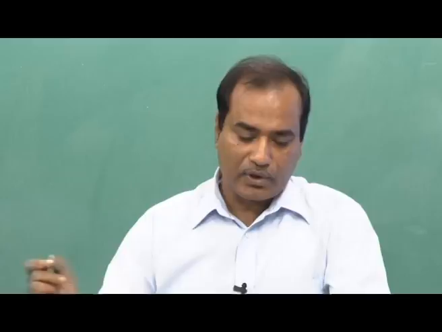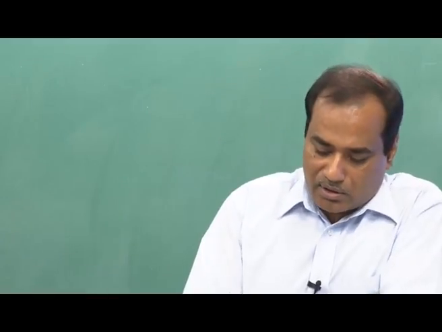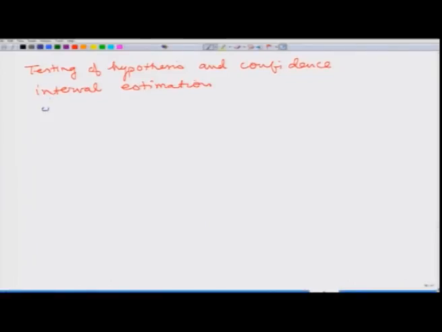So, just for the sake of understanding, our model is y i equals beta 0 plus beta 1 x i plus epsilon i, and we have n observations. We assume here that epsilon i is normal with mean 0 and variance sigma square, and they are IID. They are identically and independently distributed.